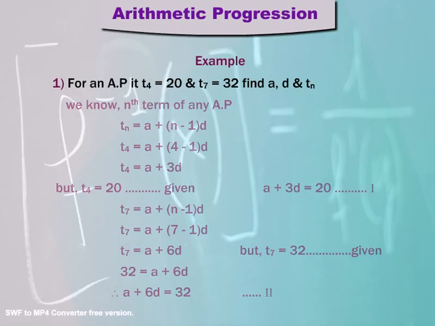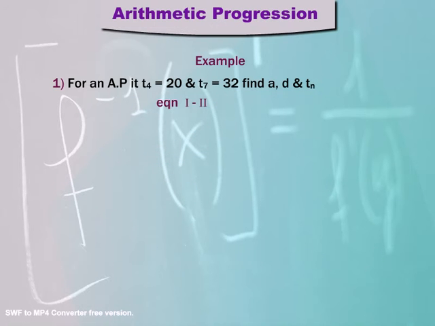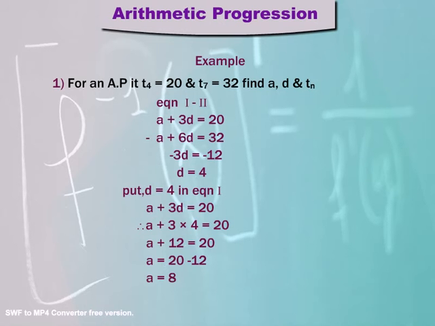Equation 2. Equation 1 minus equation 2. A plus 3D equals 20 minus A plus 6D equals 32 implies that minus 3D equals minus 12, so D equals 4. Put D equals 4 in equation 1. A plus 3D equals 20, therefore A plus 3 into 4 equals 20, therefore A plus 12 equals 20, therefore A equals 20 minus 12 equals 8.